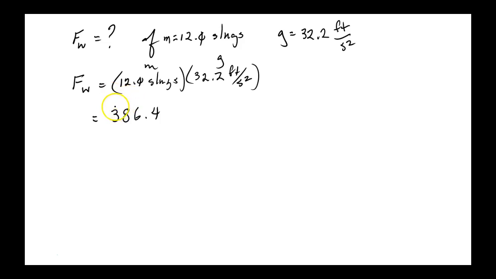So what you do, you count your digits from the left. 1, 2, 3, look to the right. That's less than 5, so throw it away. So this will be 386, what unit? Slug or pound? Pounds, thank you very much. You could write slug feet per second squared, but it's so much easier to write pounds.